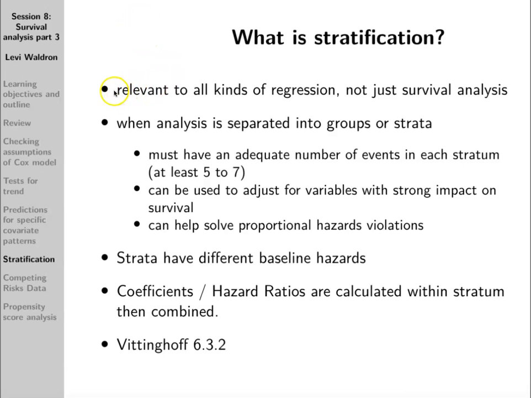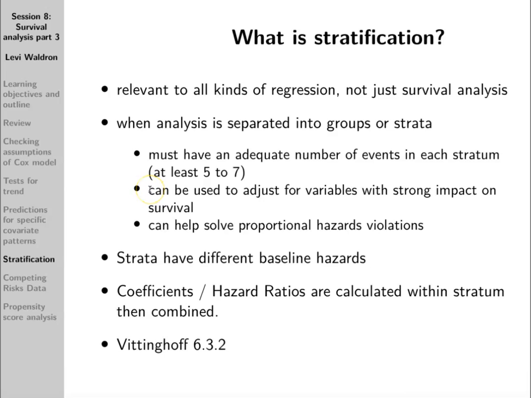So it is something important for you to know about. All it is, is when an analysis is split into different groups or strata and performed within those groups and then pooled together. So some requirements: you need to have an adequate number of events in each stratum, at least 5 to 7. I don't know, that's very rough. In survival analysis, you probably need more than that, or you need at least that many events, not just participants, but actual events.